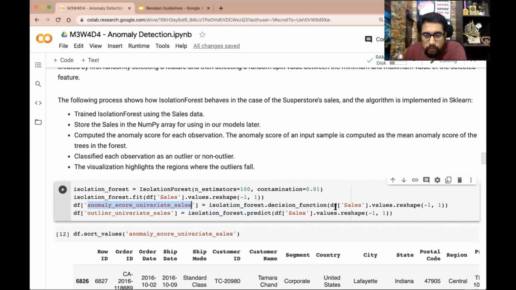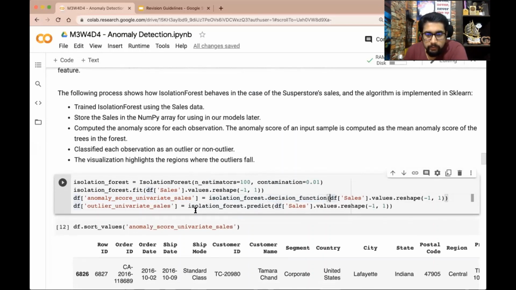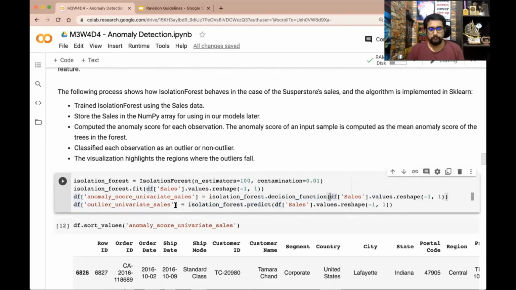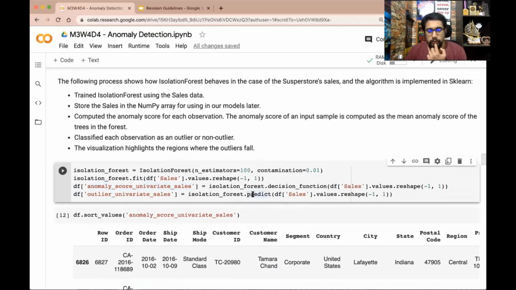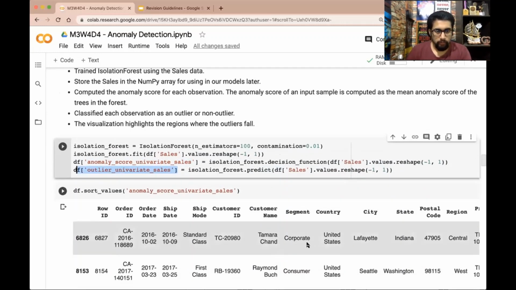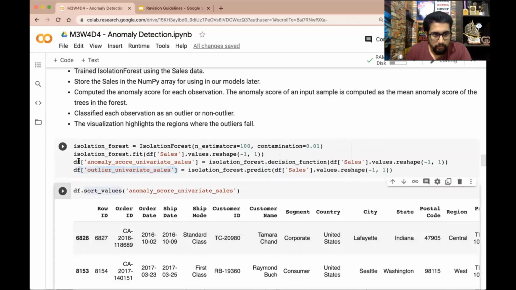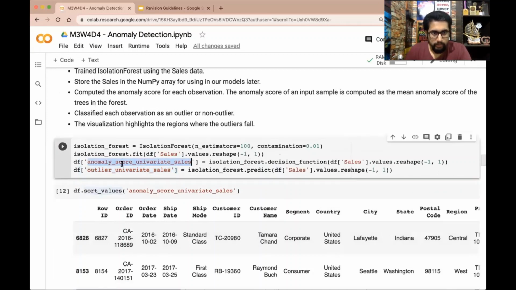So I have stored that in a variable called anomaly score univariate sales. I'm passing the sales values and getting the anomaly scores, and then storing them in that variable. Then I'm also doing this dot predict and passing the same X to get the actual prediction, whether it is an anomaly or not, binary. Now I'm sorting this data frame in ascending order based on anomaly score univariate sales.